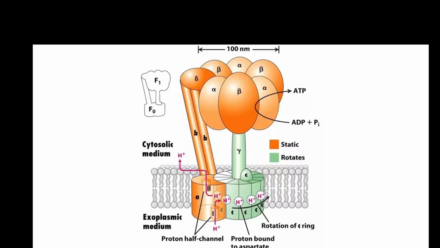It consists of two components: the F0 component and the F1 component, which is the F1 ATPase. The F0 component is embedded in the inner mitochondrial membrane, and this contains one A subunit, two B subunits, and 9 to 12 C subunits. The C subunit consists of two alpha helices that span the membrane.